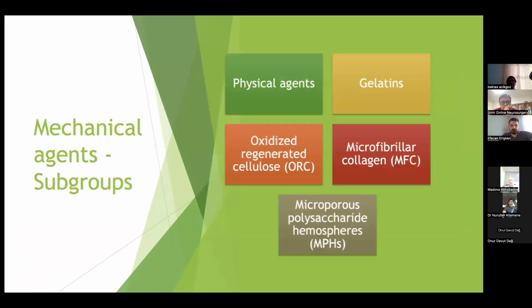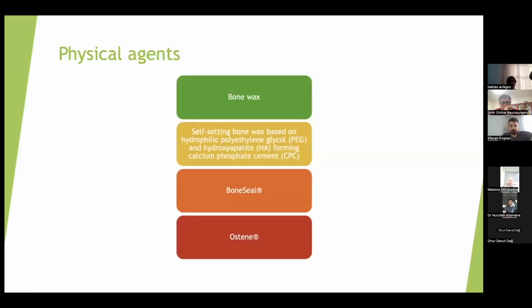The mechanical agents are divided into 4 subgroups, as mentioned in the first chart. They are physical agents, gelatin, oxidized regenerated cellulose, microfibrillar collagen, and microporous polysaccharide hemospheres. Coming to physical agents, all of us know about bone wax. The rest 3 are not that well known. Second one will be a self-setting bone wax based on polyethylene glycol and hydroxyapatite combination. Then third will be Bone Seal, and last will be Ostene. Ostene is a relatively new product and quite useful.